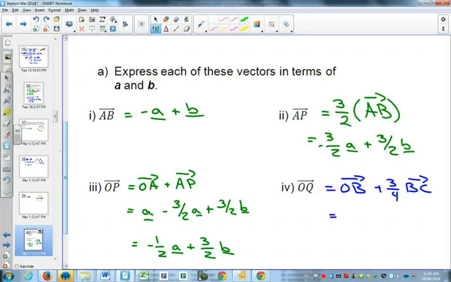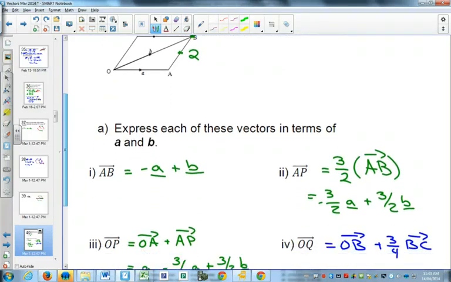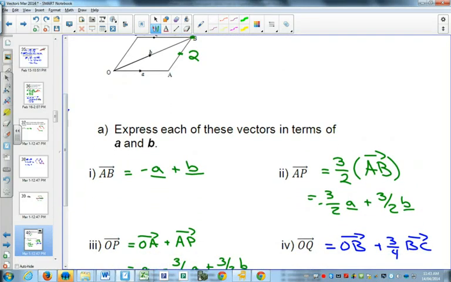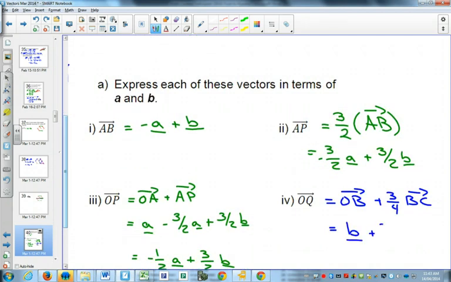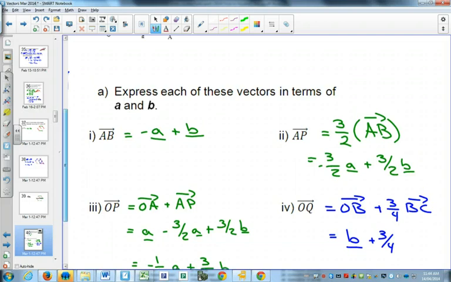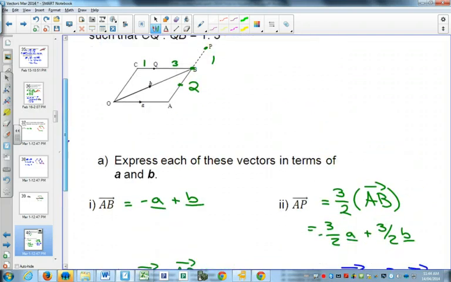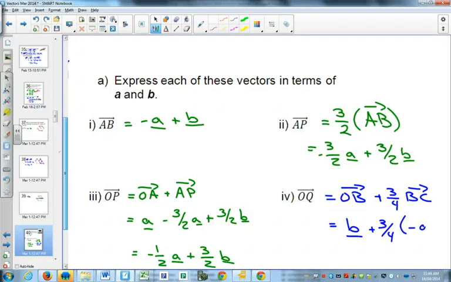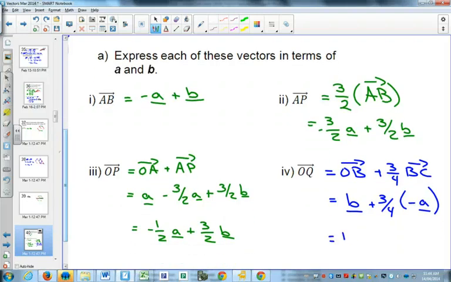So O to B is B. That's straightforward. And now we have to write, how do we write to go from B to C? Negative A. Because it's a parallelogram, C to B is the same as the vector A, which was on the bottom. And so this becomes B minus 3/4 A.